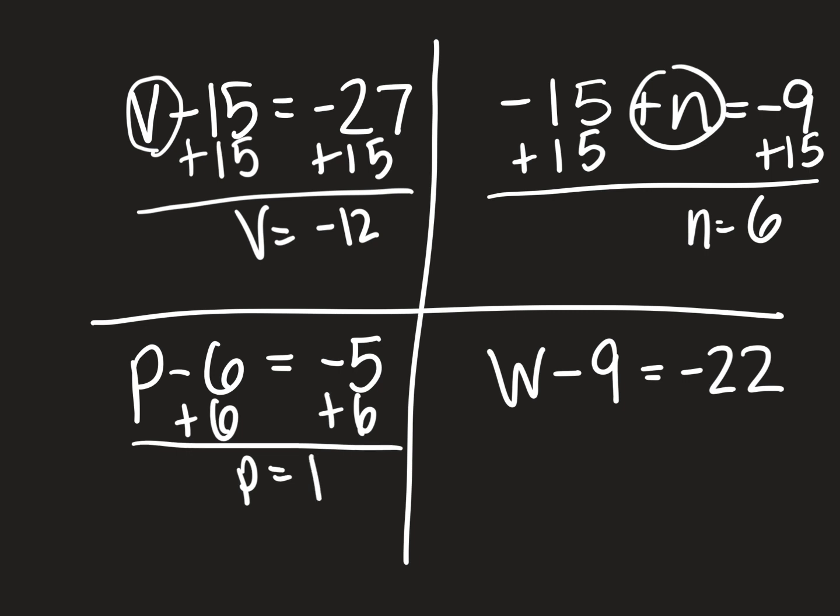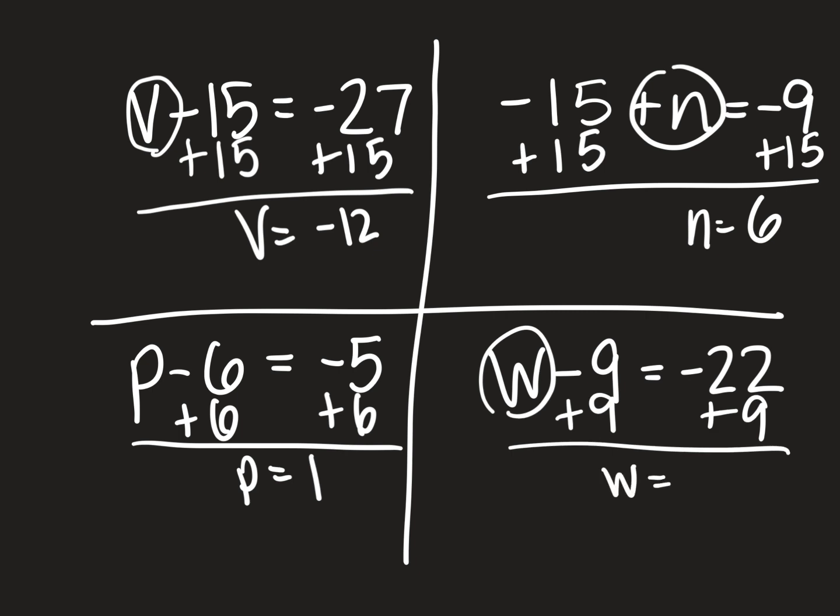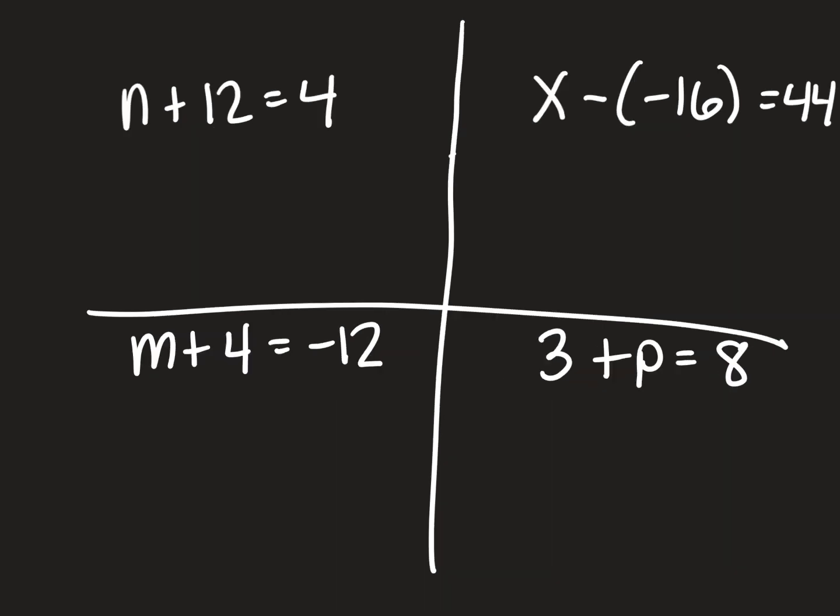And finally, in order to isolate the variable w, we are going to add 9 to both sides of the equal sign to get w equals 13, but it's a negative 13 because there are more negatives than positives. All 4 of these examples require subtraction to isolate the variable.